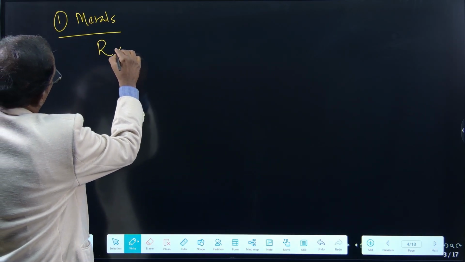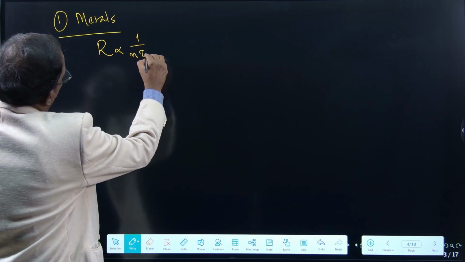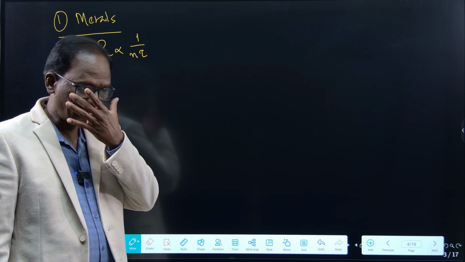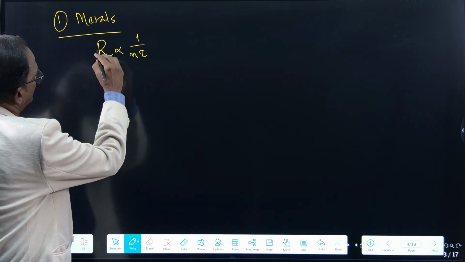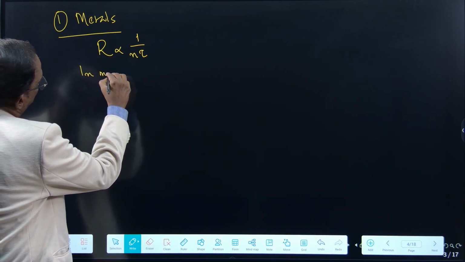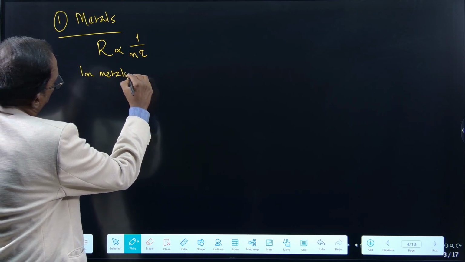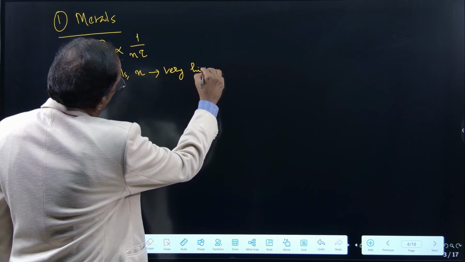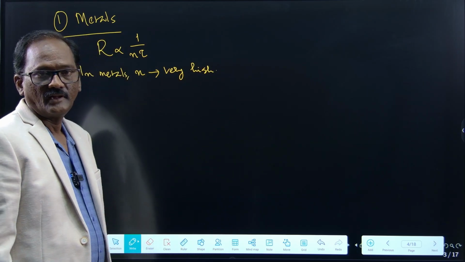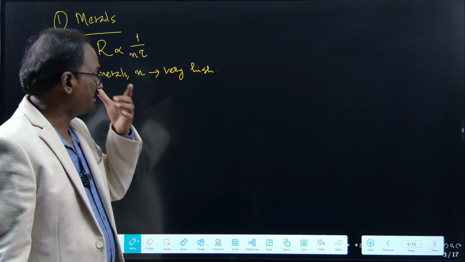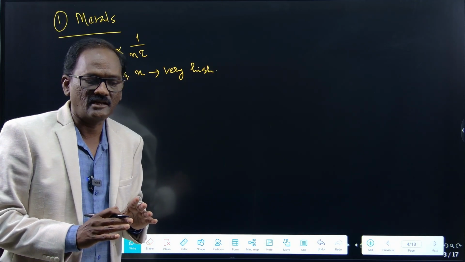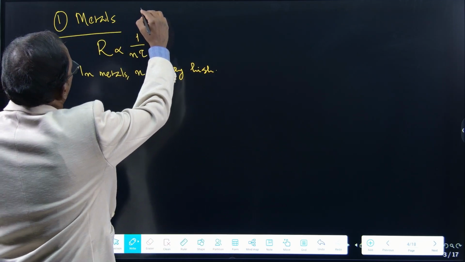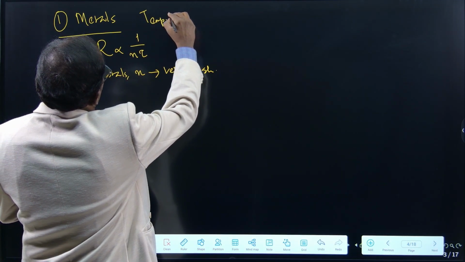Number one, metals or metallic conductors. R is proportional to 1 by n into tau, where n is the free electron density. In metals, the n value is very high, right? The free electrons move very fast because the temperature is going to vary.